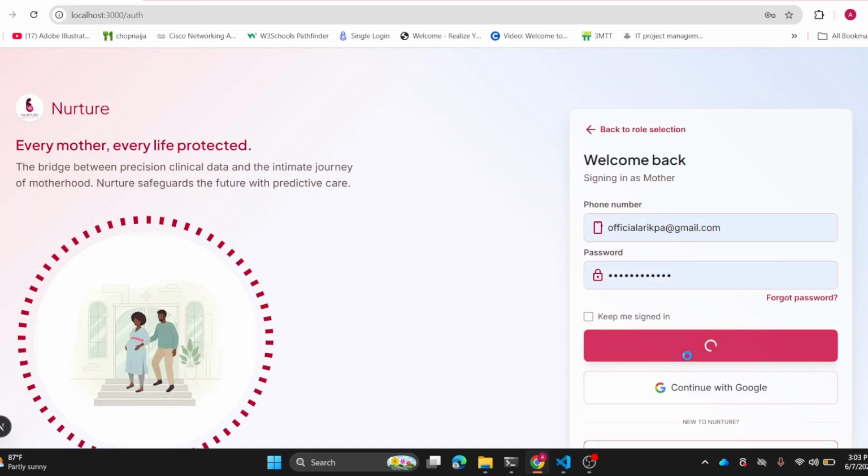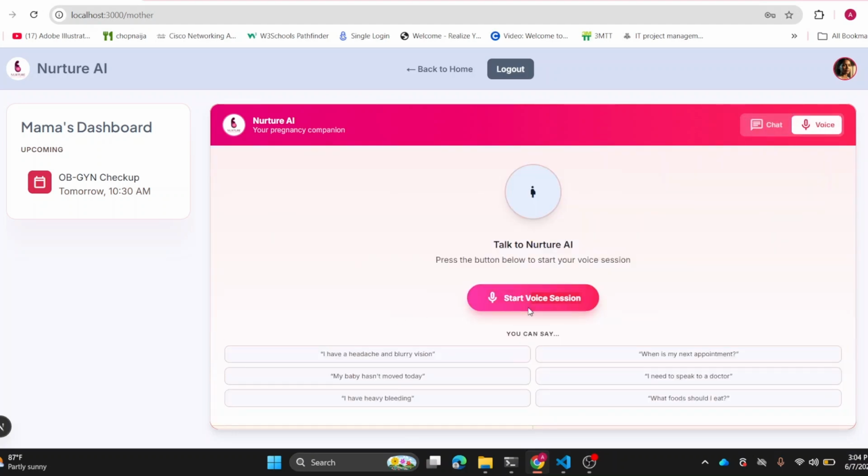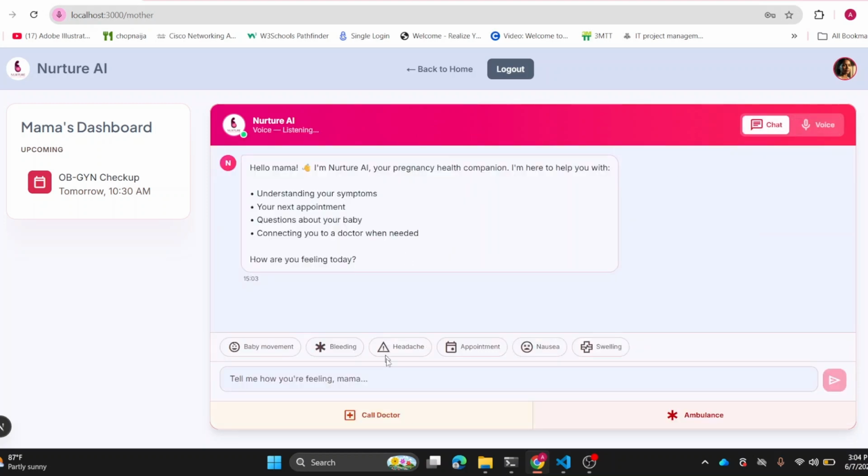And then the mother side. The mothers also have an AI where they can, during their pregnancy, ask any health related questions about themselves and their babies, whether using text or voice. Also, if they are not feeling too well, they can request a doctor or an ambulance for pickup. Still using a text AI for this part, and the chat is using Grok.